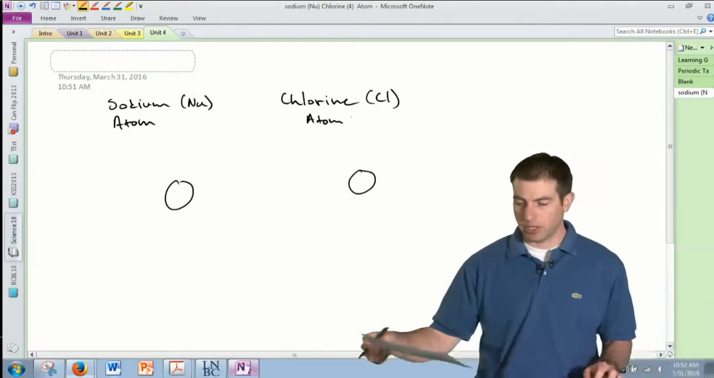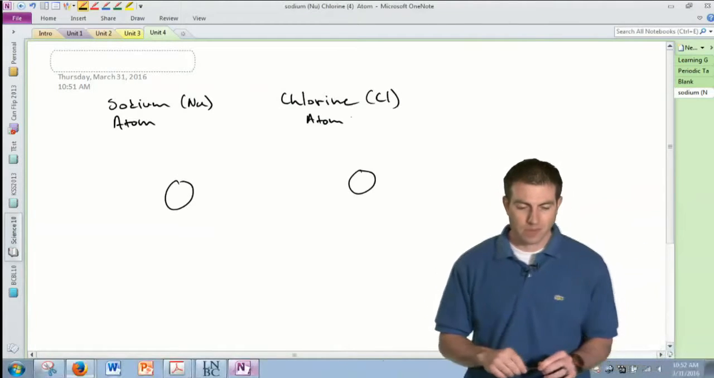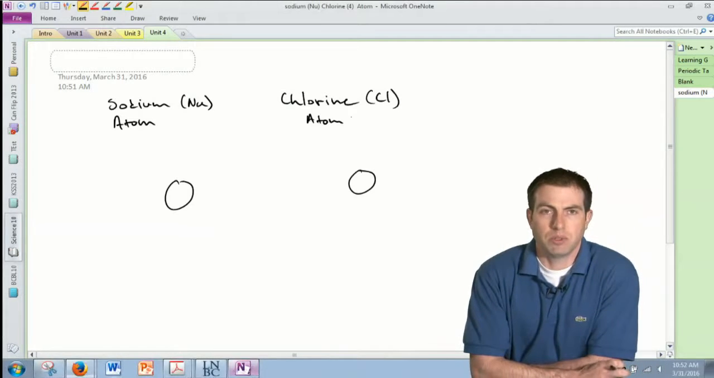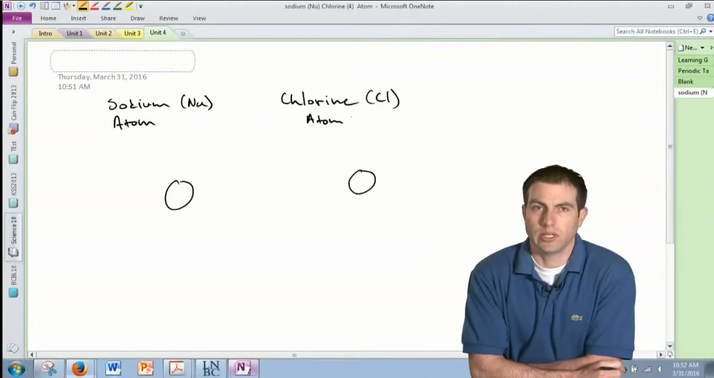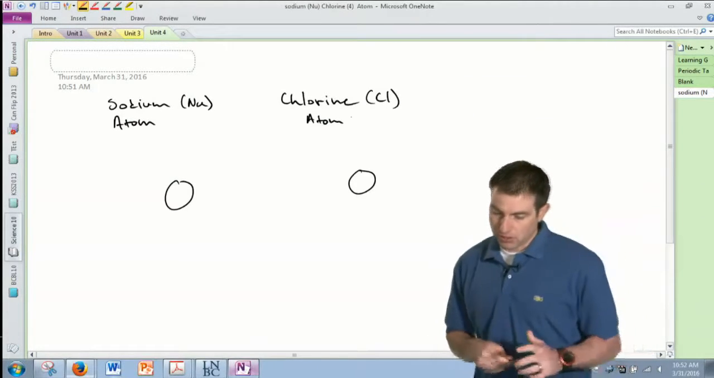Grab my trusty periodic table, which you should have with you at all times. You should take it with you to the dinner table. Never leave home without it. Just joking. All right, I feel like that was 30 seconds.